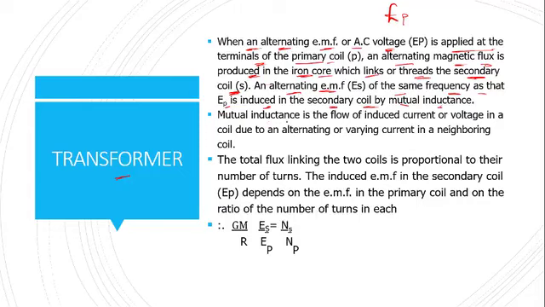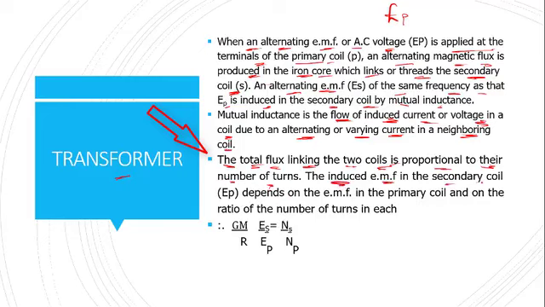Now, what do we mean when we talk about mutual inductance? When we talk about mutual inductance, we are simply referring to the flow of induced current or voltage in a coil due to an alternating or varying current in a neighboring coil. Then the total flux linking the two coils is proportional to their number of turns. Which means the bigger the flux, the bigger the number of turns, and vice versa.